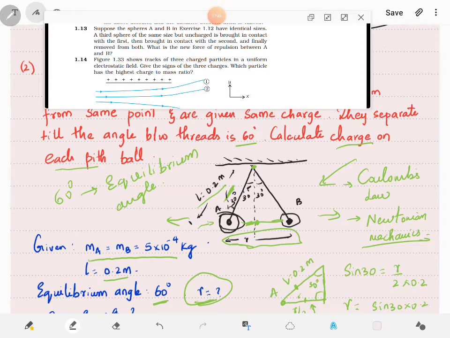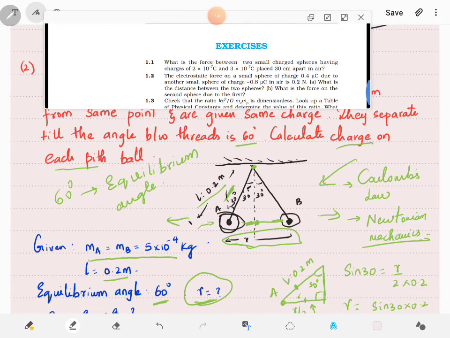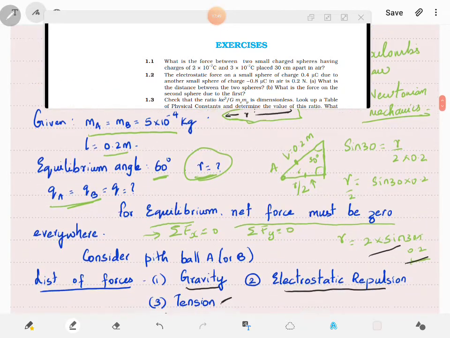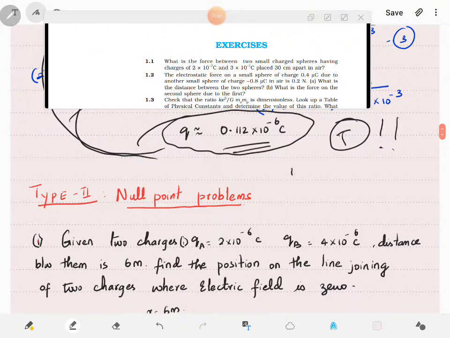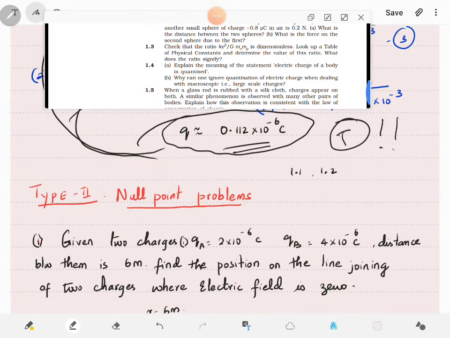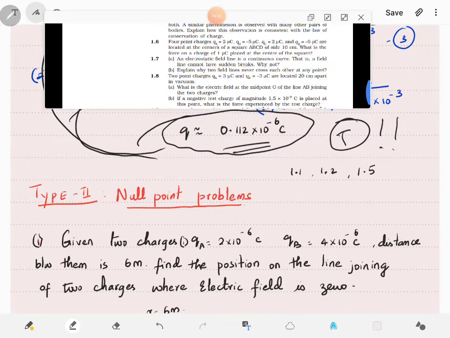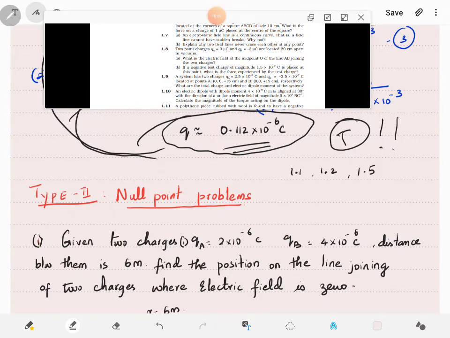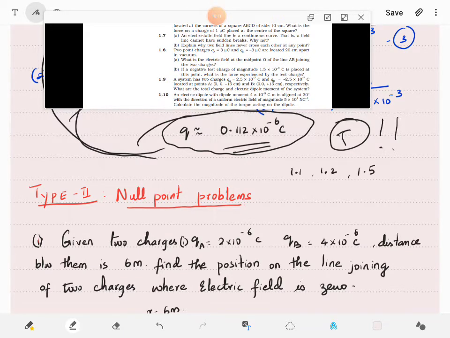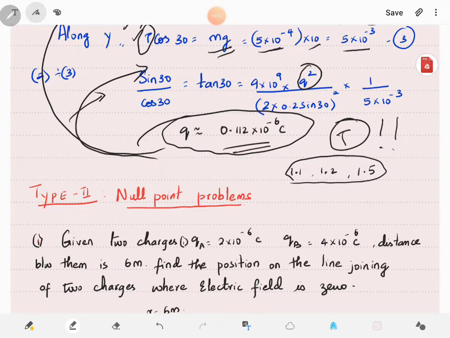My suggestion to you would be to go through your NCERT textbook and solve problem number 1.1. Let me just write it down here. You can solve problem number 1.1, problem number 1.2, and you can also solve problem number 1.5 as assignment work. Those are the three problems that I want you to solve based on direct application of Coulomb's law. Moving on, let's consider type 2 problems.